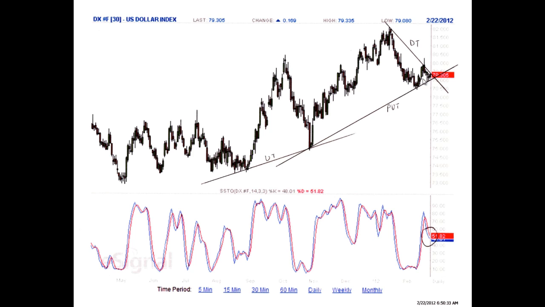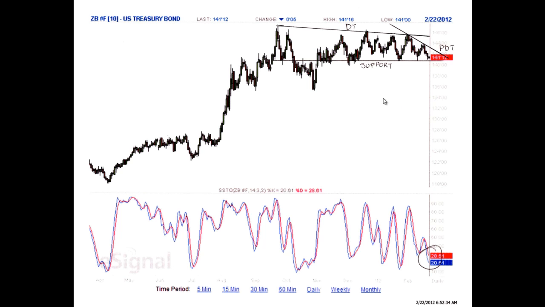And of course, with the dollar being weak, we've seen gold and silver going up, and we'll get to those charts in a moment. But first, the US Treasury 30-year bonds.